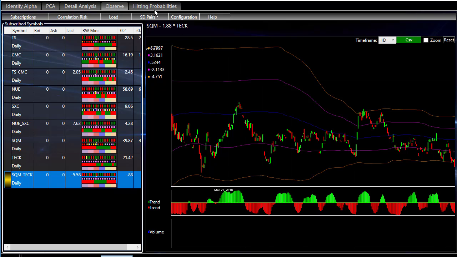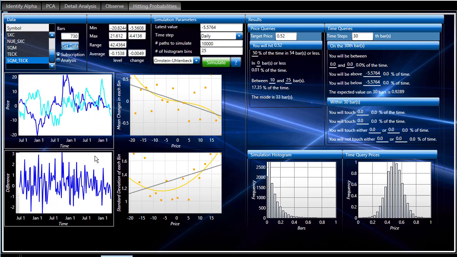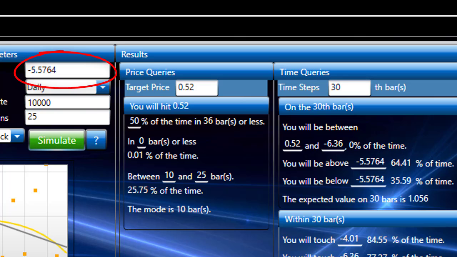But let's take a look at the hitting probabilities. Okay, so that's a nice strong mean reversion tendency. The latest value is minus 5.8, let's say, and we've got it set for 10,000. Let's run the simulation. Okay, so this is interesting. It's saying it's going to be a long, and it's saying in 30 days that we've only got a 64% chance of being a winner. Now 64% is still 2 out of 3, but of course I usually like better numbers than that.